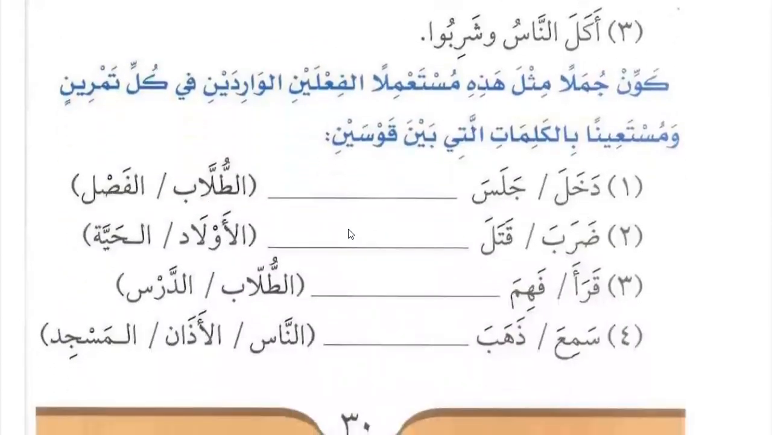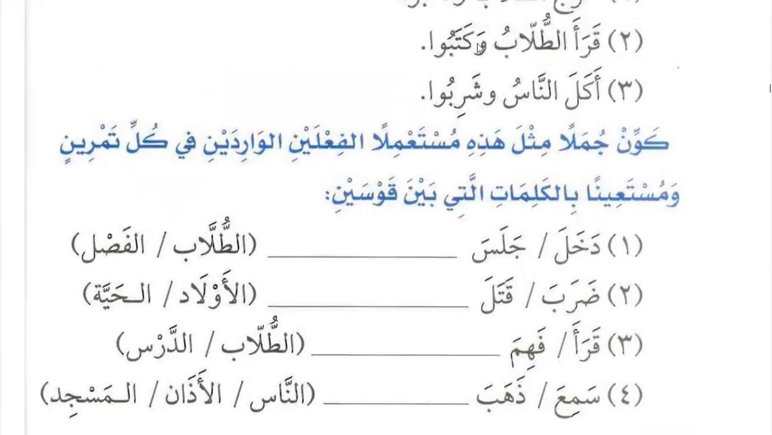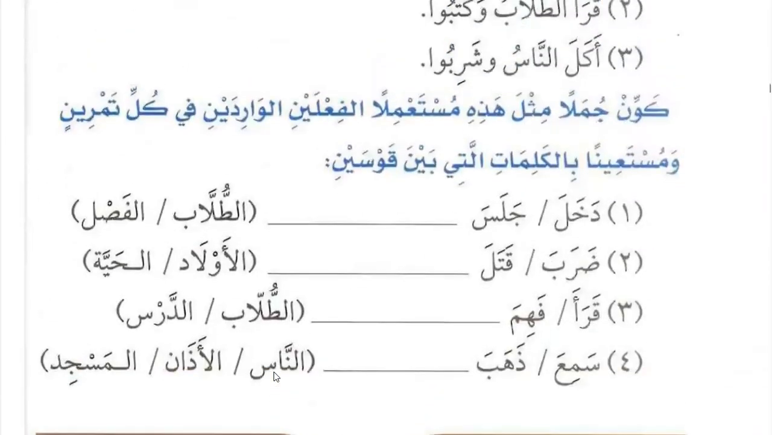Kawin jumalan misla hazihi mustamila nil fa'ilain alwaridain fi kulli tamrin wa musta'inan bil kalimat allati bayna qawsayn. Make sentences like these, making use of the two verbs which came in each exercise and making use of the words which are between the two brackets. So you need to make a similar sentence like these three. Miss Rahma?